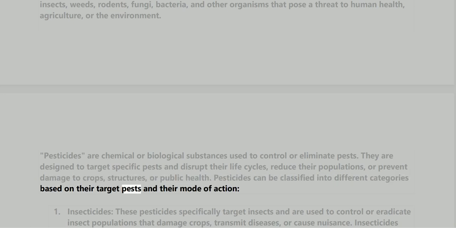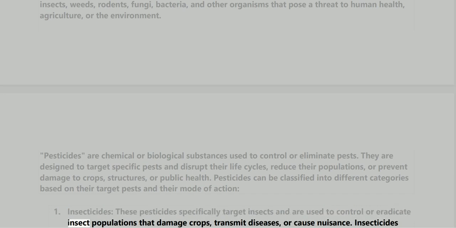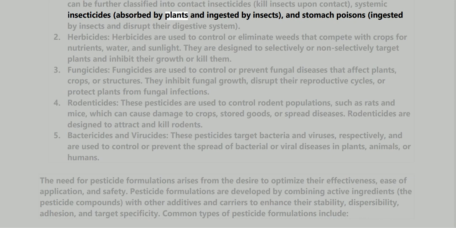1. Insecticides. These pesticides specifically target insects and are used to control or eradicate insect populations that damage crops, transmit diseases, or cause nuisance. Insecticides can be further classified into contact insecticides, which kill insects upon contact, systemic insecticides, which are absorbed by plants and ingested by insects, and stomach poisons, which are ingested by insects and disrupt their digestive system.